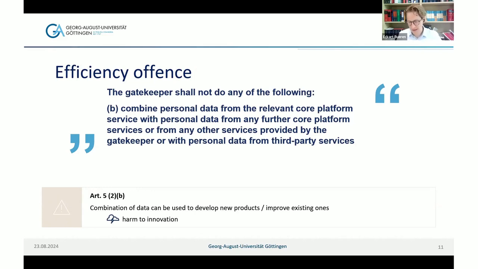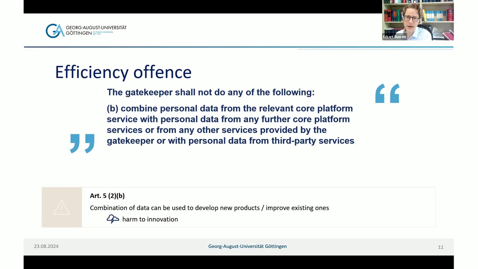the assumption is that the gatekeeper in certain scenarios can generate superior economic benefits compared to its competitors, which would further solidify its position and which the DMA therefore prohibits in certain scenarios. And we have some kind of efficiency offenses in the DMA, and I've just put two examples here. The first one is from Article 5.2, which is about a combination of data from different gatekeeper services or from different services, not necessarily of a gatekeeper.